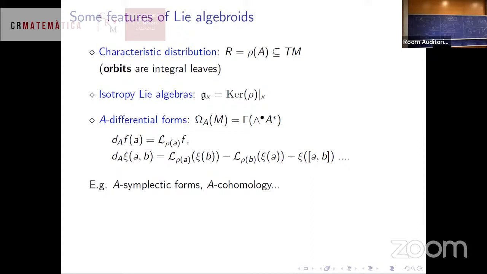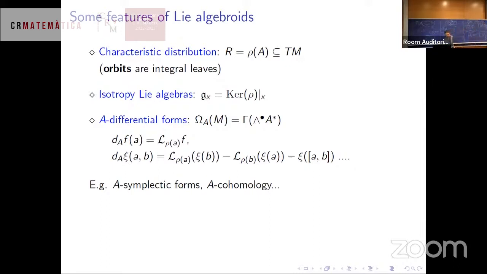So what is an A-symplectic form? It's an element here which is closed in the A-differential, and which is non-degenerate in the sense that as a map from A to A star, it's an isomorphism. That's the non-degeneracy.